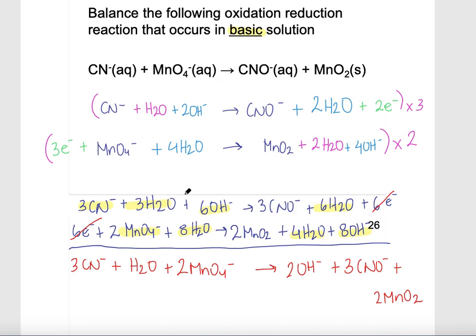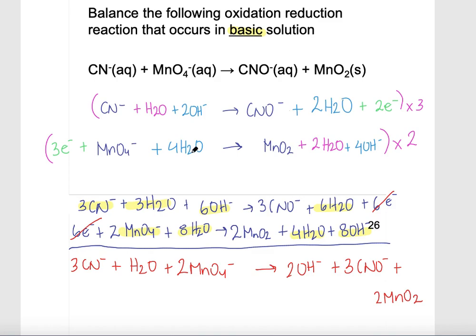Just to remind you what we did different, basically whenever we were left with H pluses, we added that number of hydroxides, but we added them on both sides. Like here we had 2 H pluses, so we ended up adding 2 hydroxides here and 2 hydroxides on the left. We then combined the hydroxides and the H pluses to form water. That's the only thing that we did differently.